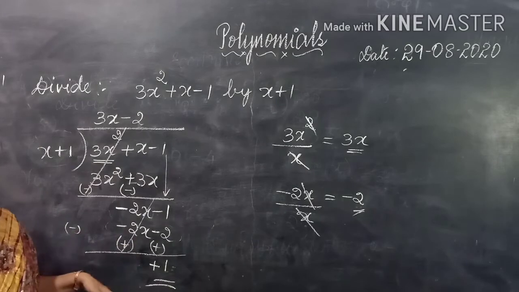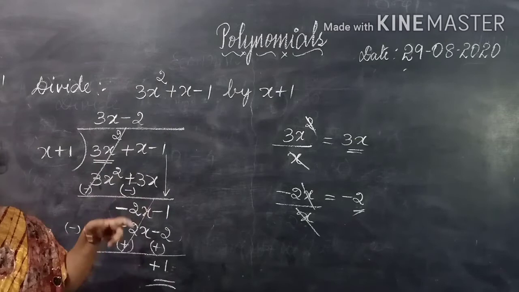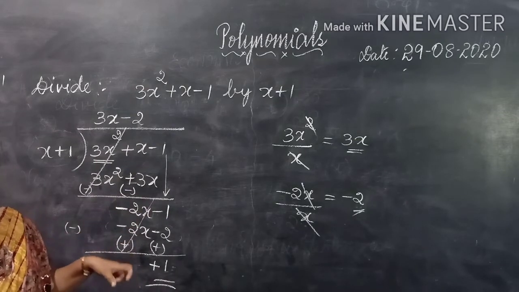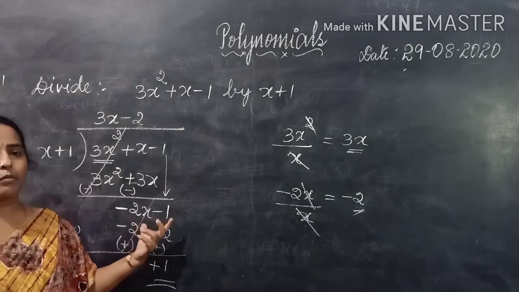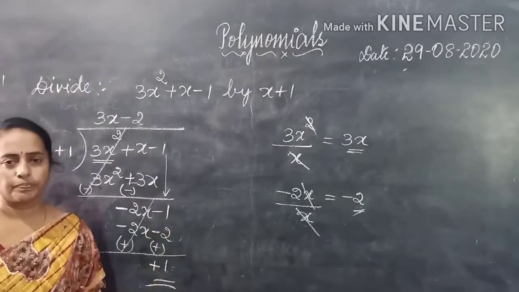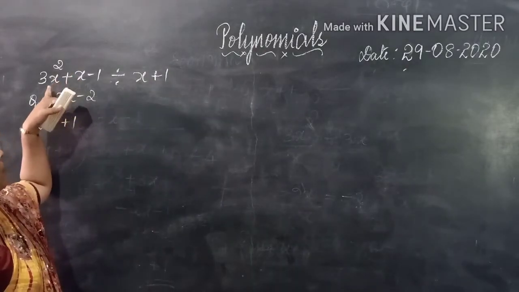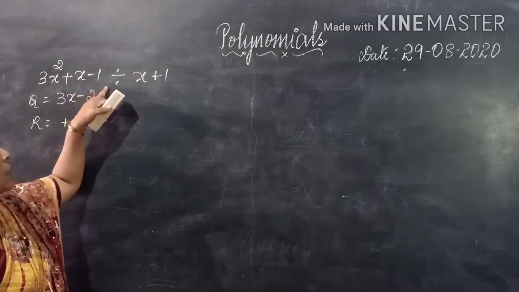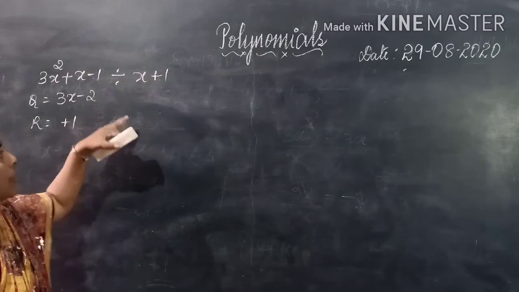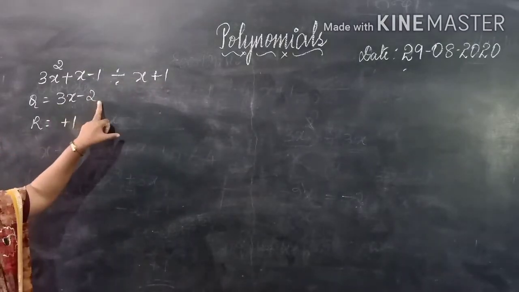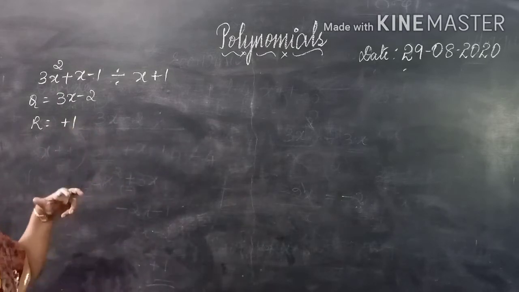Now this is the actual division method. Here, without doing the actual division method, you can find the remainder. That is called the remainder theorem. How to find the remainder using the remainder theorem, we will discuss that now. In the previous example, 3x square plus x minus 1 divided by x plus 1. When we divide this polynomial by x plus 1, we got the quotient as 3x minus 2 and remainder plus 1. Without doing the actual division method, we can find the remainder.